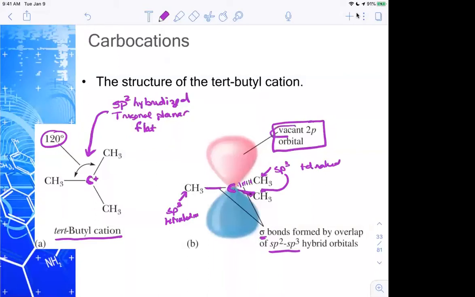This is vacant. There are no electrons in that p orbital. Those electrons that were part of the double bond, if I think about the reaction on the previous slide, left to form a new bond. So now I have this vacant p orbital, which makes it that perfect Lewis acid. It's ready to accept a lone pair from something else.